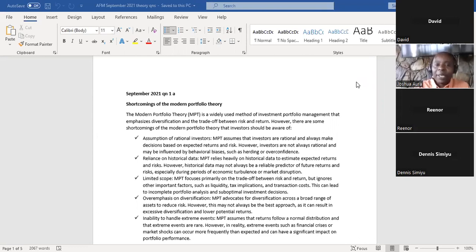Then we have the inability to handle extreme events. Remember, when we talk of portfolio theory, it assumes normality, that most things will not happen at the tail end extremes. We have very low chances of these extreme things happening, but you can't run away from extremes. Like today, we expected a normal day. The kind of rain that we saw was abnormal rain, right? And right now, things are looking okay. But again, in the next 1 hour, we could get into some extreme. So it assumes a normal distribution and that extreme events are rare. However, in reality, extreme events such as financial crises or market shocks can occur more frequently than the theory suggests.